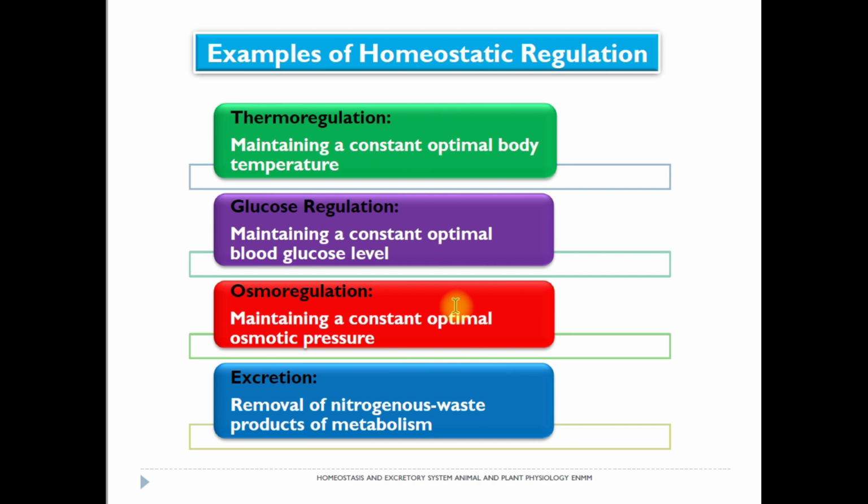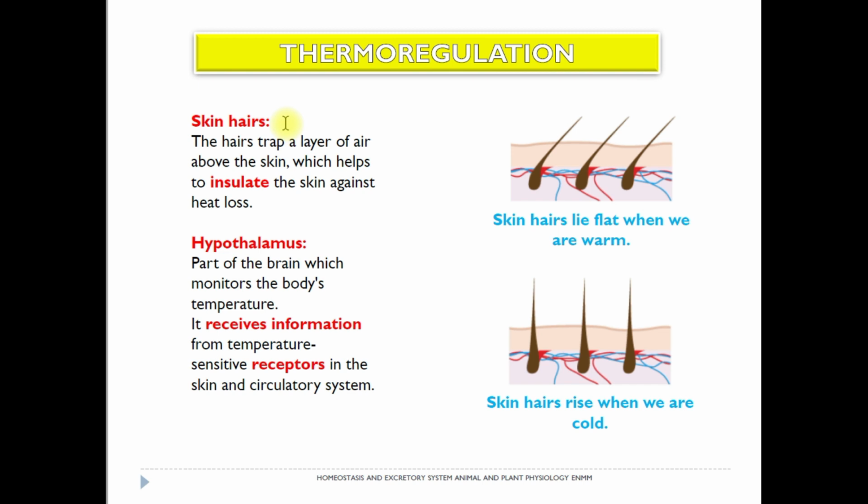For example, thermoregulation: our skin hair traps heat and insulates the skin against heat loss. And then there is the hypothalamus, a tiny part in our brain, which monitors body temperature. If the temperature rises, it will bring it down. If the temperature drops, it will raise it. This involves sensitive receptors. This is thermoregulation. If you look here, you can see there is negative and also positive feedback. For example, normal body temperature is around 37.8 or 35.6.